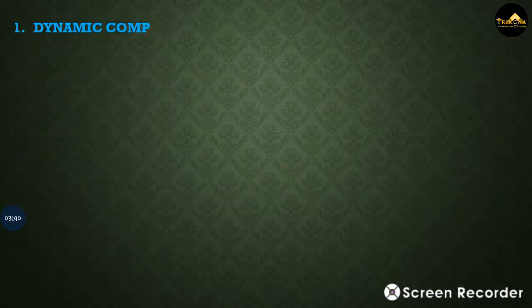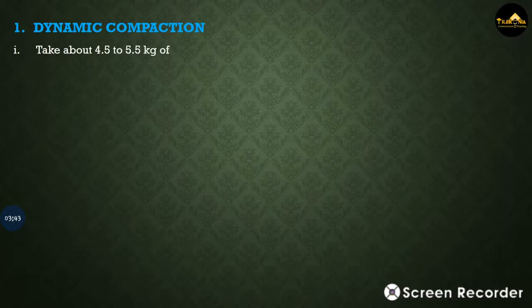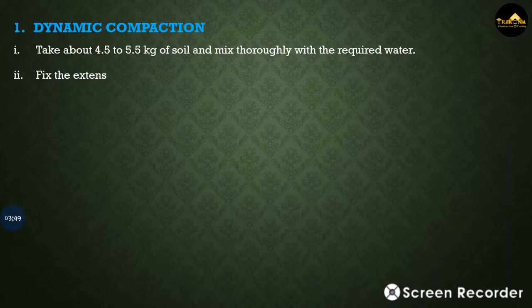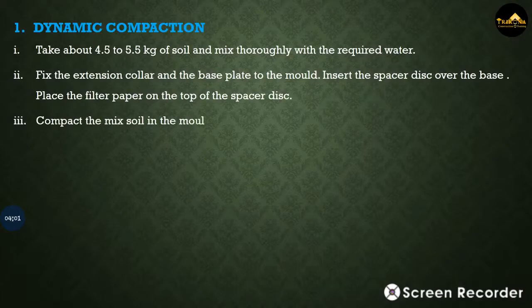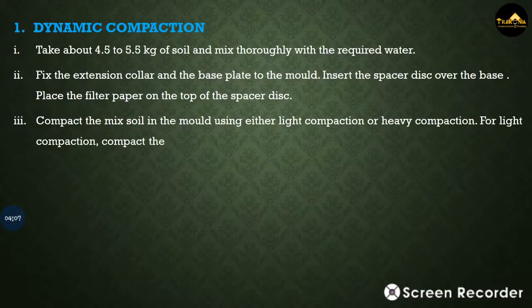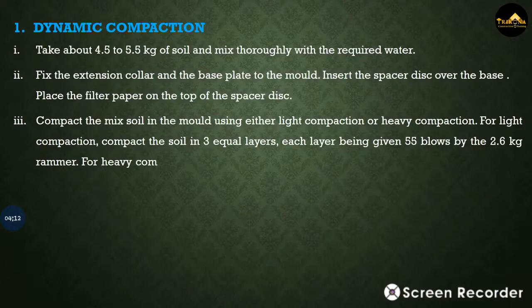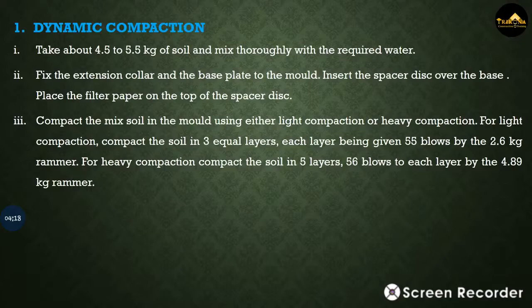We have to prepare the specimen. First is the dynamic compaction. Take about 4.5 to 5.5 kg of soil and mix thoroughly with the required water. Fix the extension collar and the base plate to the mold. Insert the spacer disc over the base and place the filter paper on top of the spacer disc. Compact the mixed soil in the mold using either light compaction or heavy compaction. For light compaction, compact the soil in 3 equal layers, each layer being given 55 blows by a 2.6 kg rammer. For heavy compaction, compact the soil in 5 layers, 56 blows to each layer by a 4.89 kg rammer.